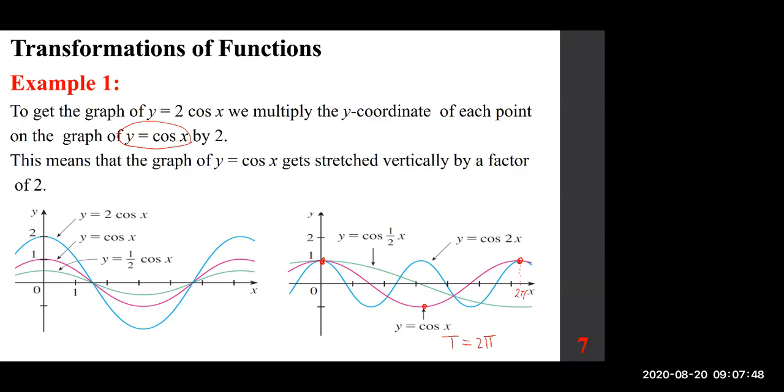So let's use a different color. When you're looking at y equals cosine 2x, now t is 2 pi divided by 2, which is pi. I hope everybody remembers that. If you have a number in front of x, it will affect your period. So the period is pi.